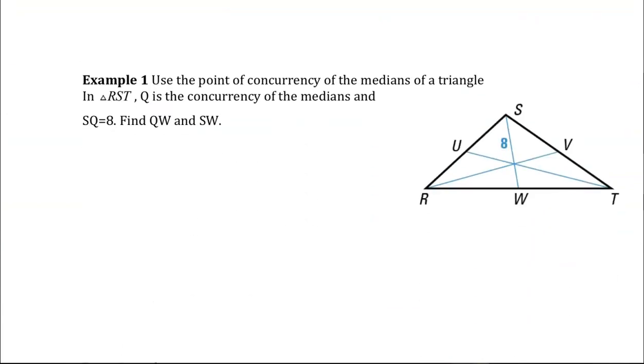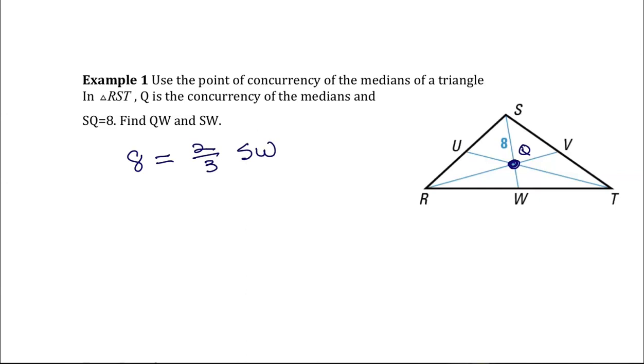Use the point of concurrency. So what's that? Right here. Use the point of concurrency of the medians of a triangle. So in triangle RST, they want you to name that as Q. Q is the concurrency of the medians. If SQ is 8, they want you to find SW.